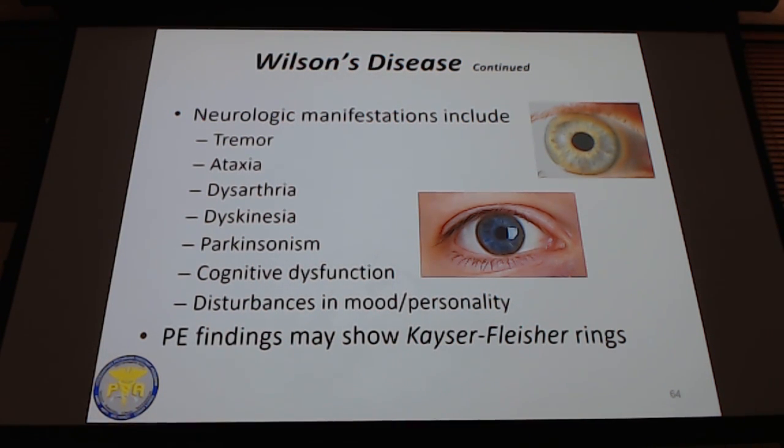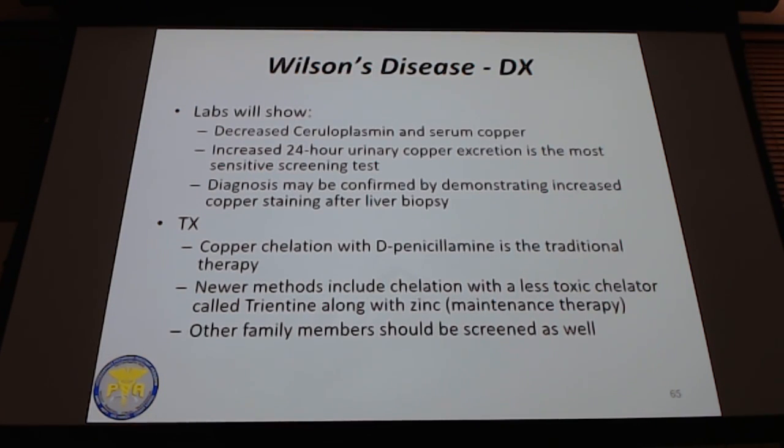Yeah, physical exam. You guys can see the Kayser-Fleischer rings, which is probably something you may have mentioned in optometry. Maybe not, I don't know. But again, I haven't seen them in clinic, but the literature says they're there. So labs will show decreased ceruloplasmin and serum copper. You'll get an increased 24-hour urine copper excretion, and that's the most sensitive screening test.